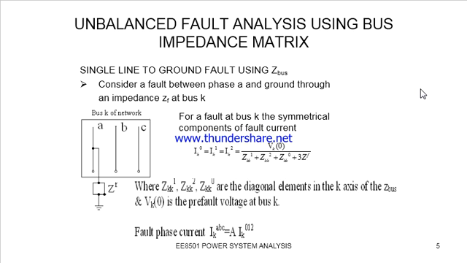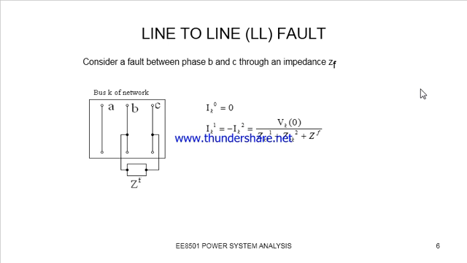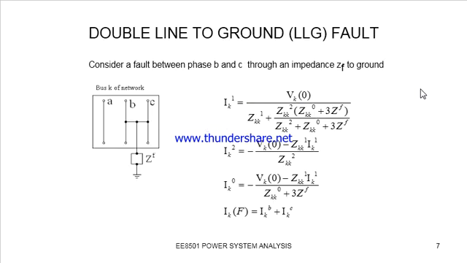For single line to ground fault, we can calculate the current as such. For line to line fault, it is obvious that IK0 is equal to 0 and IK1 is equal to minus IK2, and this is the equation. For the double line to ground fault, obviously IKF is equal to IKB plus IKC.